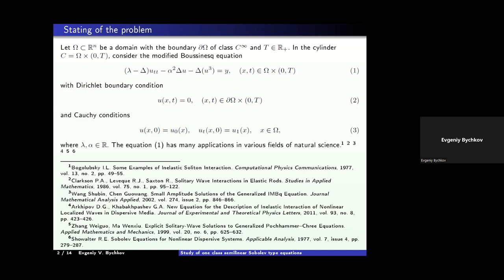In all the papers listed above on the slides, the essential condition is the continuous invertibility of the operator at the highest derivative with respect to the variable t. However, the operator lambda minus delta can be degenerate. Equations that are not solvable with respect to the highest time derivative, according to work 6, are usually called Sobolev type equations.